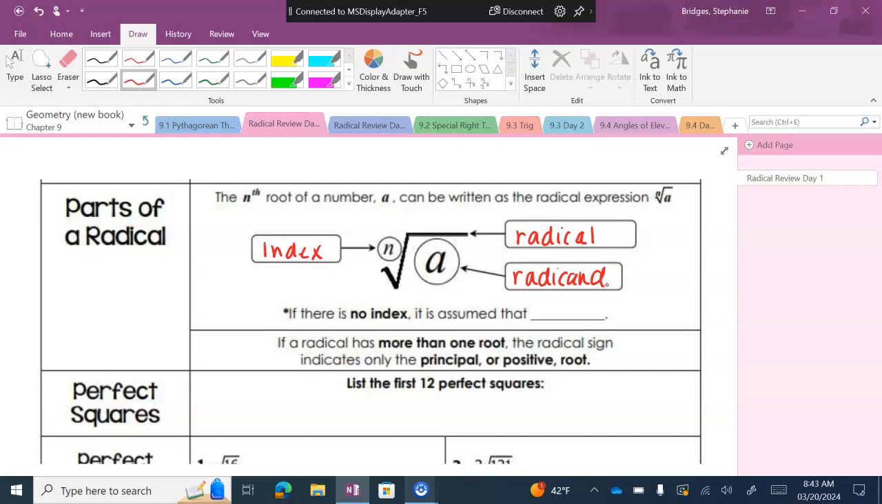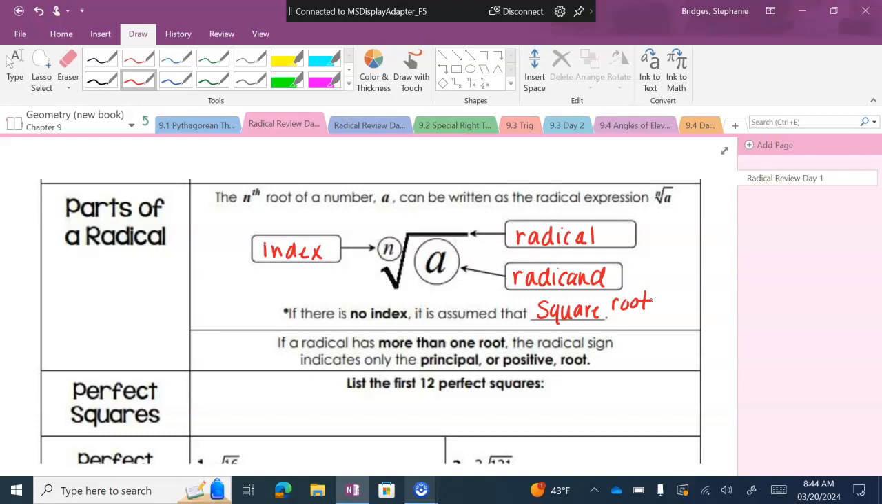We don't usually write the 2. But if it is not there, then that index is a 2. So if there is no index, it is assumed that it is a square root. I didn't put 2 blanks there, sorry. If there is no number there, it is a square root. If I wanted to find a different root, like if I wanted to find a cube root, I would put a 3 there. Or if I wanted to find a fourth root, I would put a 4 there. Does that make sense?